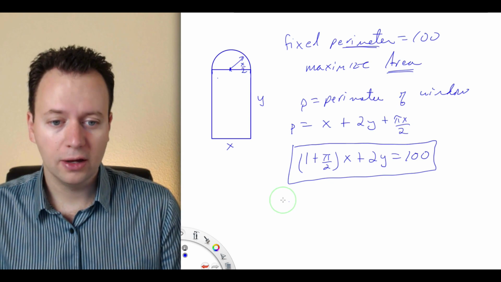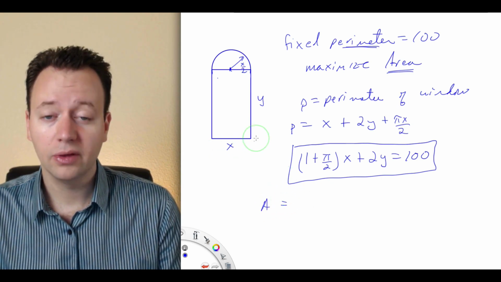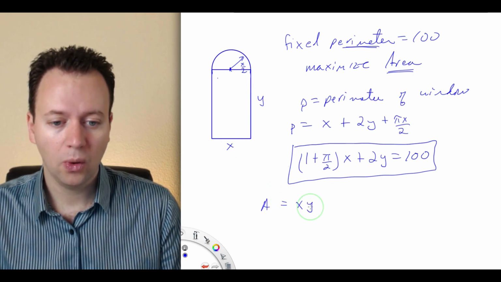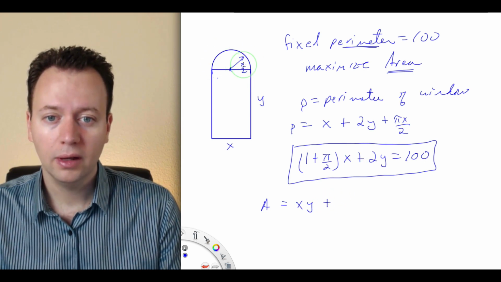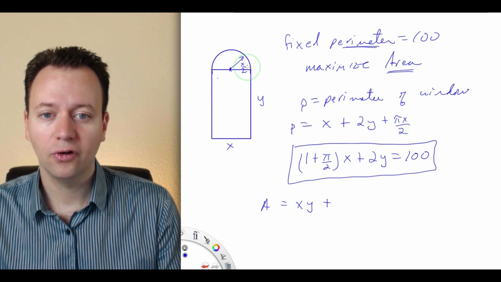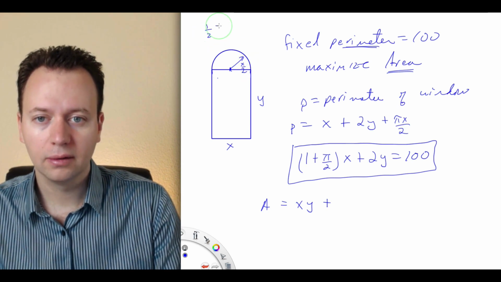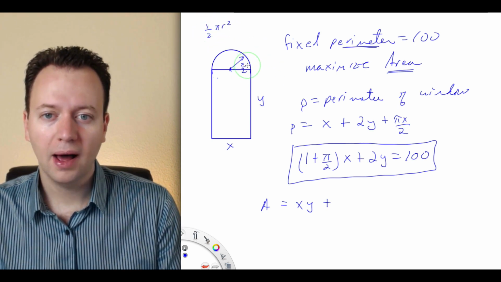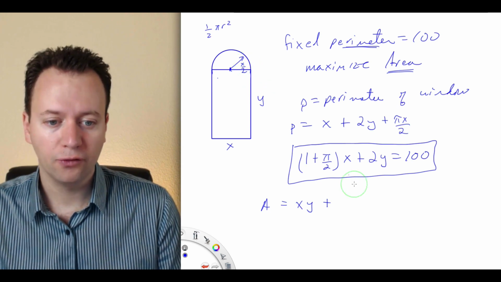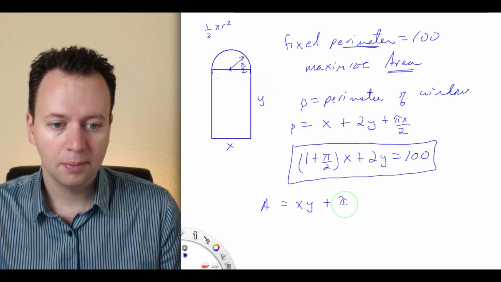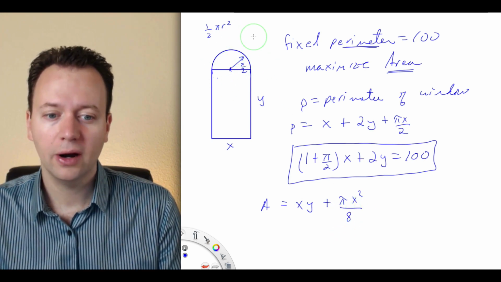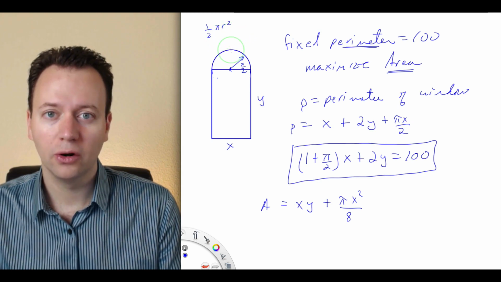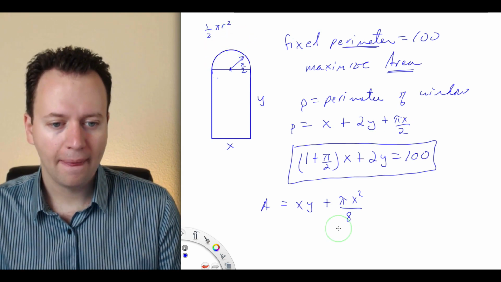Now the area equation is going to be, well, the area of the rectangle is x times y, plus the area of this semicircle, which is going to be 1/2 of pi r squared. So pi r squared will be x squared over 4, so it's going to be plus pi x squared over 8. Because for the full circle, we would get area pi r squared, which would be pi x squared over 4, then we have to divide that by 2.